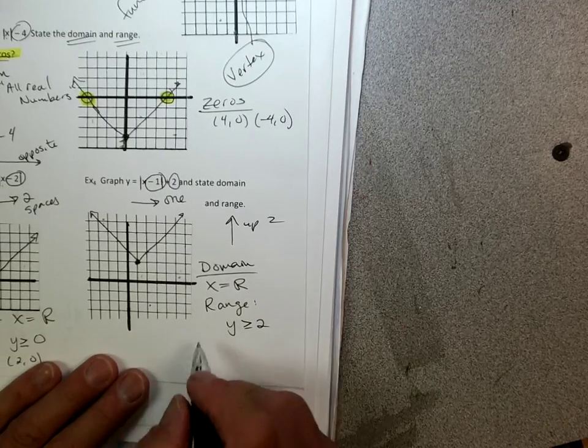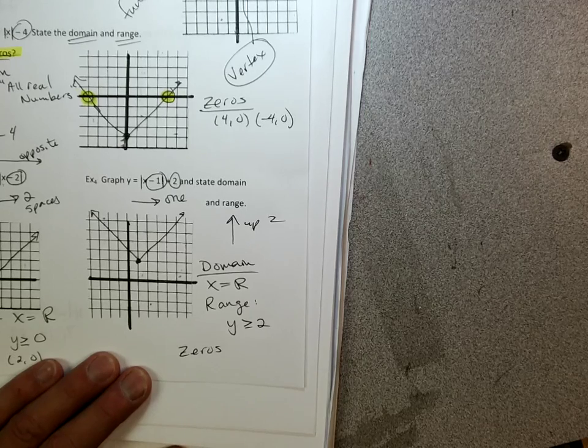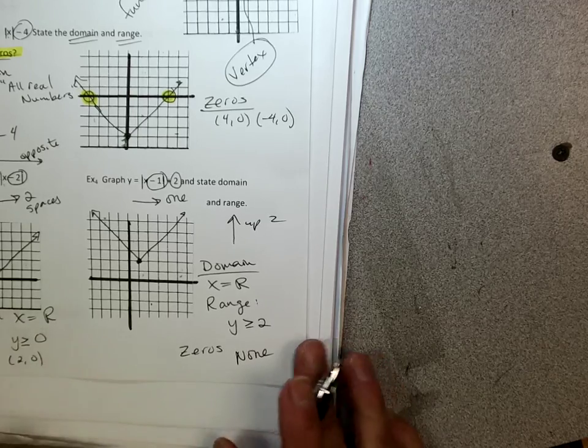Veronica? Zeros. What do you think? Does it have any zeros? It has no zeros, right? None. You guys agree with her? Never crosses, so it has none. No zeros. Nice job, Veronica.